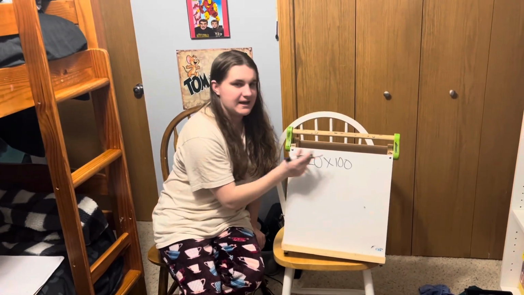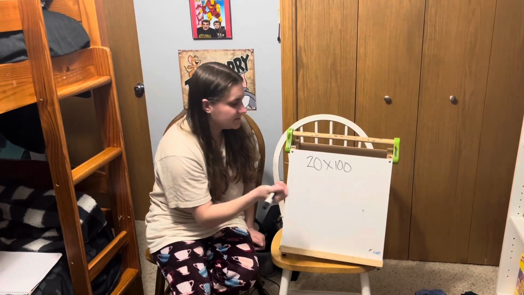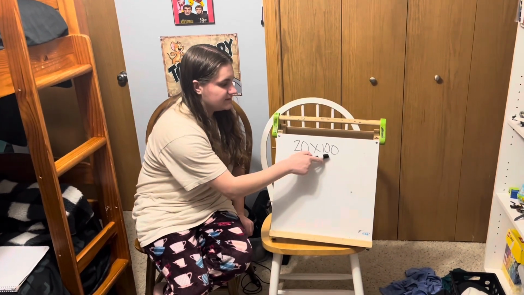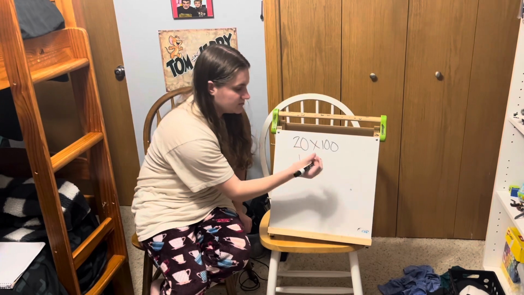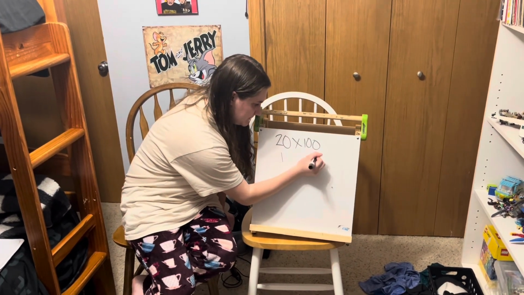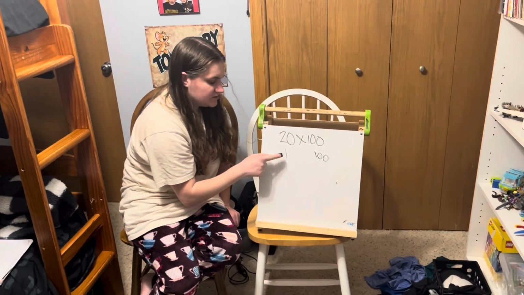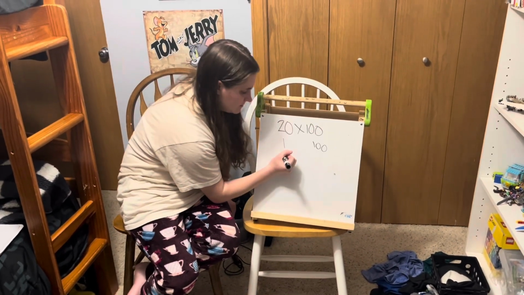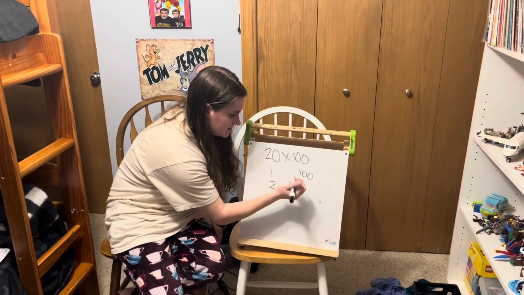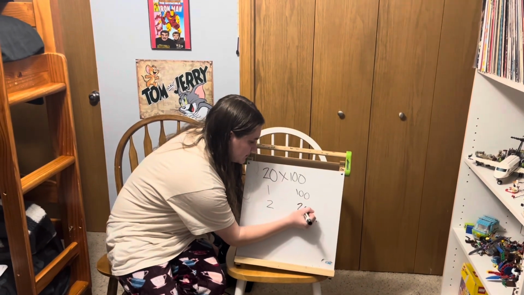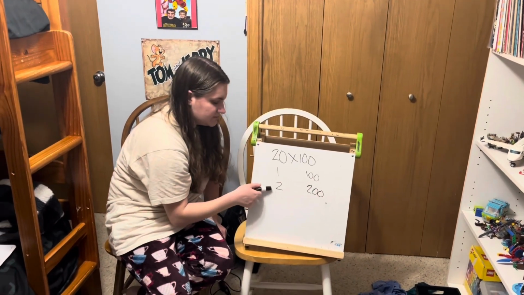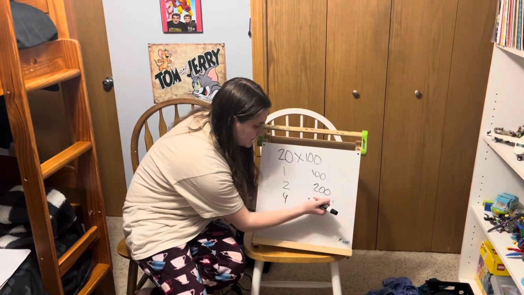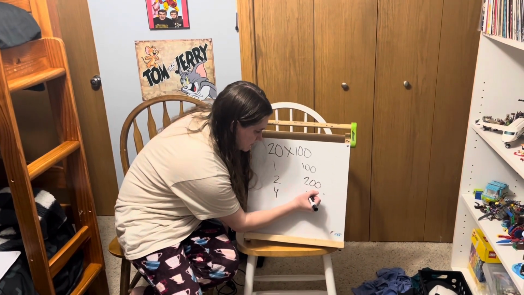So I have 20 times 100. If you remember, the first step is to make a 1, and we're going to be multiplying that by this number right here. So 1 times 100 is 100. Now remember, each time the numbers are doubling. So 1 times 2 is 2. 100 times 2 is 200. Now we're going to double it. 2 times 2 is 4. 200 times 2 is 400.